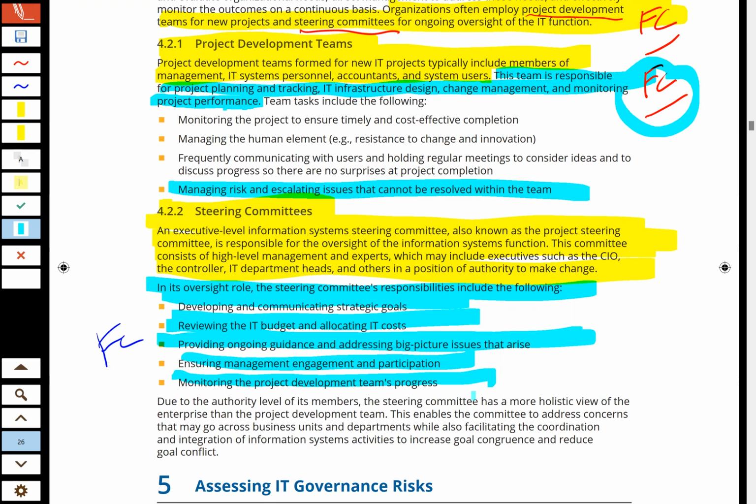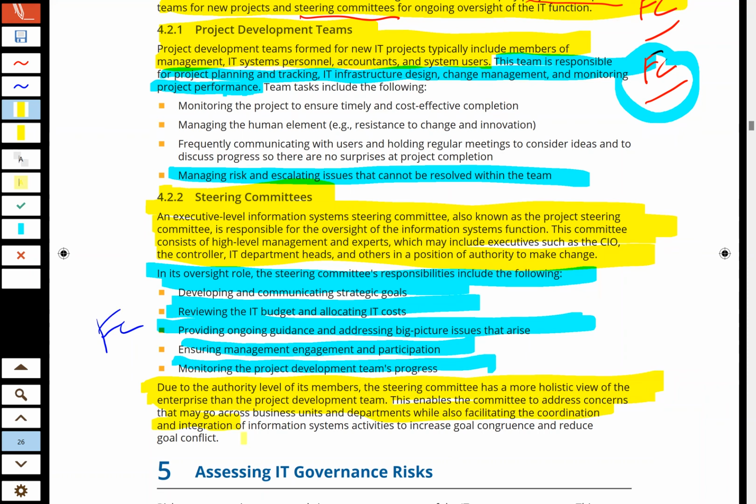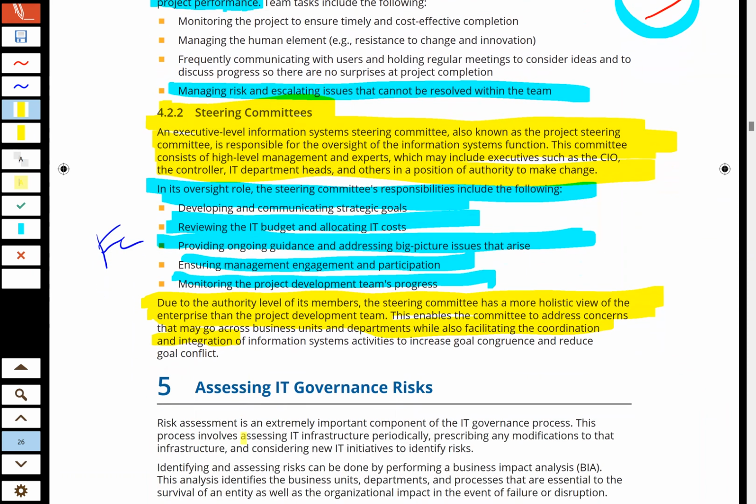Okay, and you can see that they tell us that due to the authority level of members, the steering committee has a more holistic view of the enterprise than the project team does. So they're really the ones that are connecting everything up to the overall strategy of the company, and they would be responsible for facilitating coordination and integration.